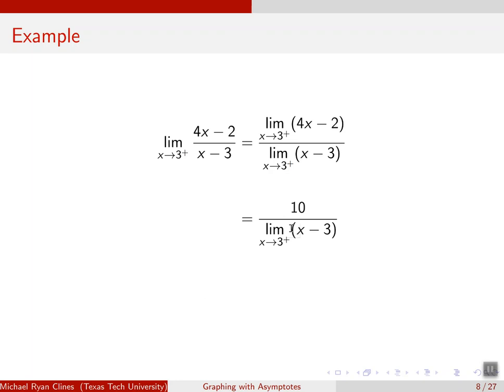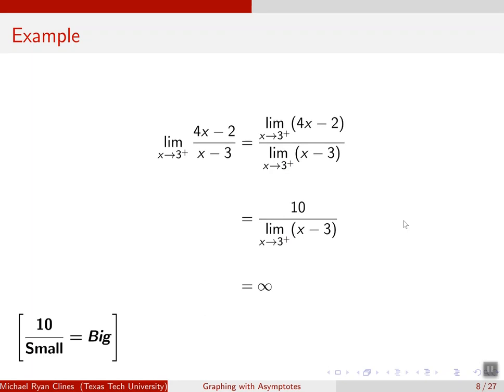But the thing is, we're plugging in numbers as we approach 3 from the right. When we're talking about 3 from the right, we're talking about numbers that are just bigger than 3. So the denominator is going to get arbitrarily small, but it's going to get arbitrarily small with positive numbers. So we are dividing 10, a positive number, by arbitrarily small positive numbers. So that can tell us that this function is going to converge to plus infinity. Not negative infinity, plus infinity. As this denominator gets really, really small, the whole thing is going to get really big.